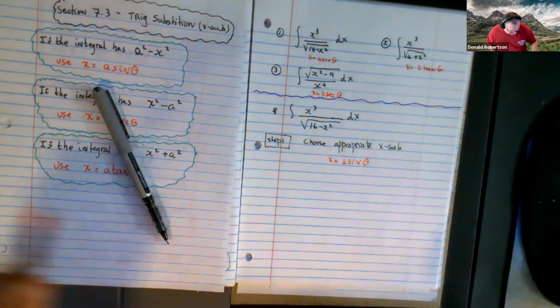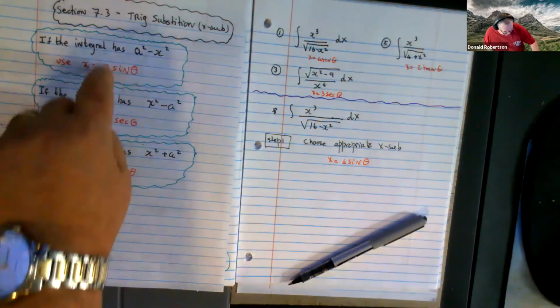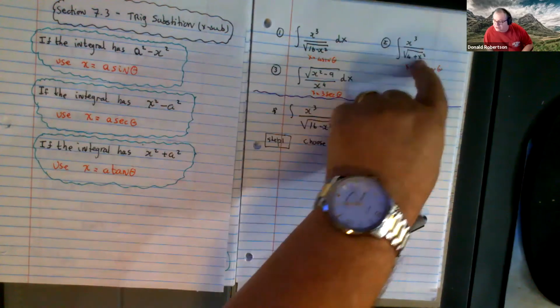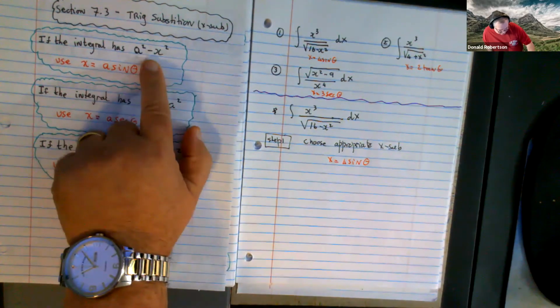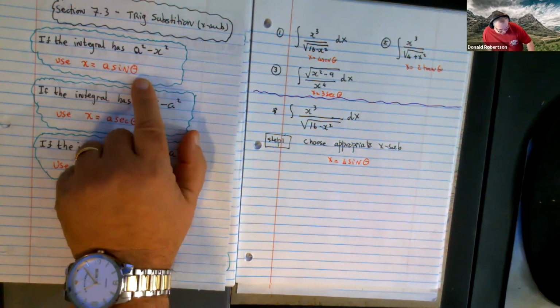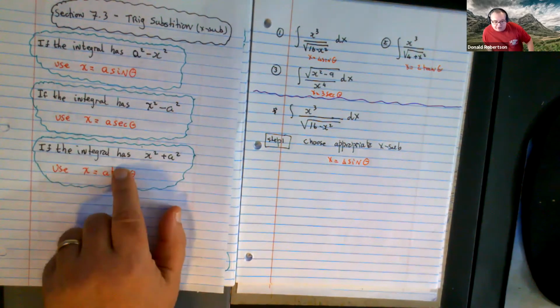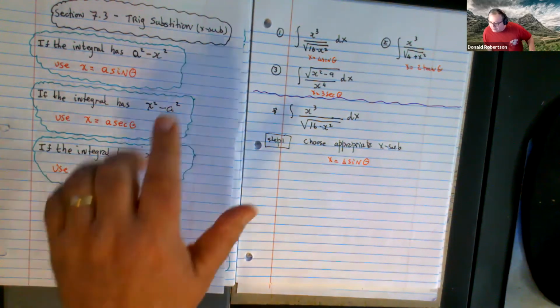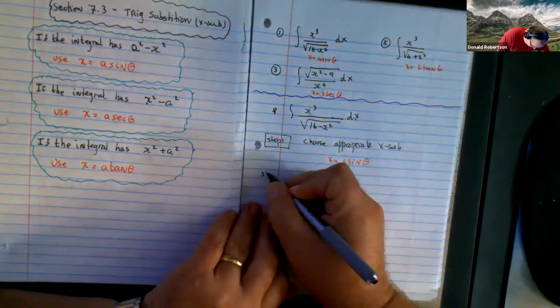Are you comfortable that if someone gave you any of these integrals, that you would be able to use this as your reference point and choose the right x sub? Right. So if you see a number take away x squared, use a sine. If you see an x squared take away a number, use a secant. If you see 2 things added, use a tan. Right. That's basically the 3 guys. So only 3 guys in town.